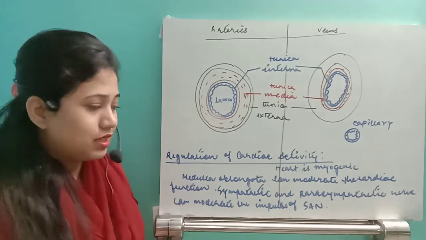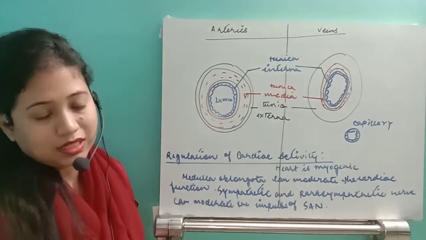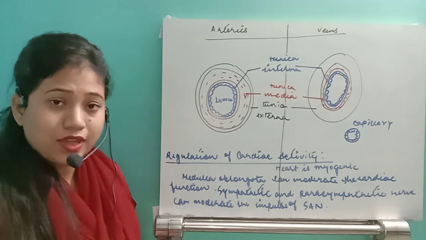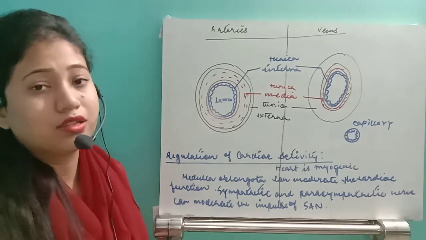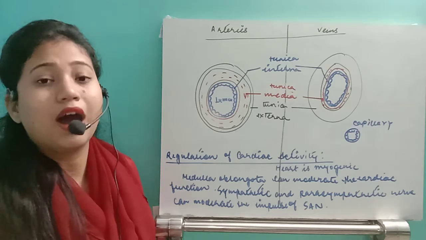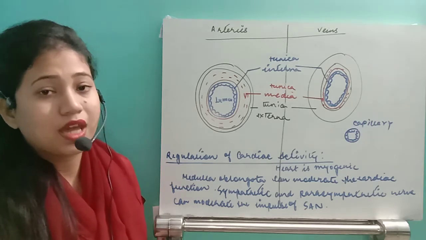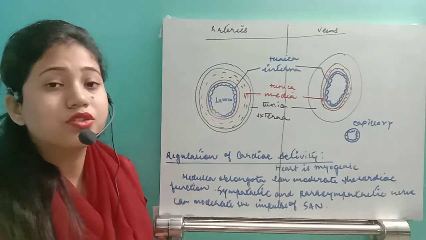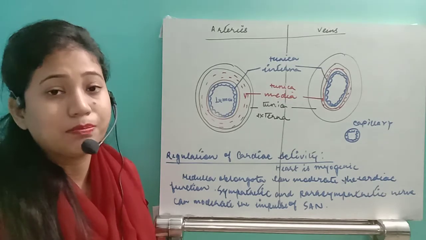Now we will see the regulation of cardiac activity. Regulation of cardiac activity means what controls the heart. So as we have already seen, the heart control is by the heart itself. They are the SA node and AV node. It has the bundle of His and Purkinje fibers, because of which the heart can beat.